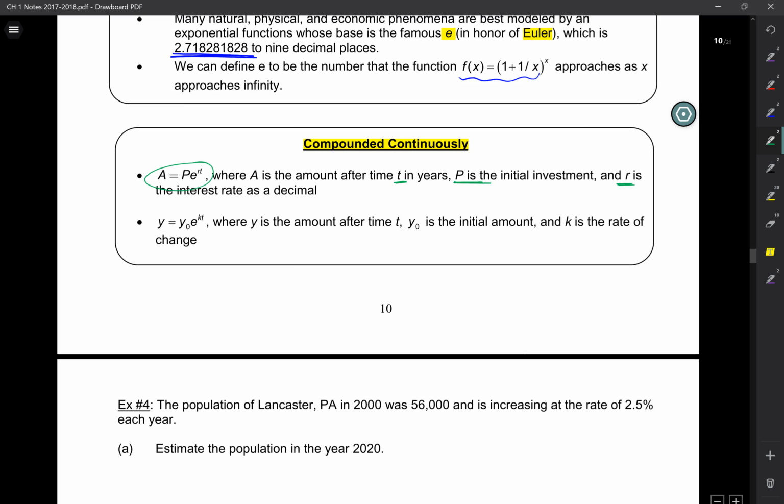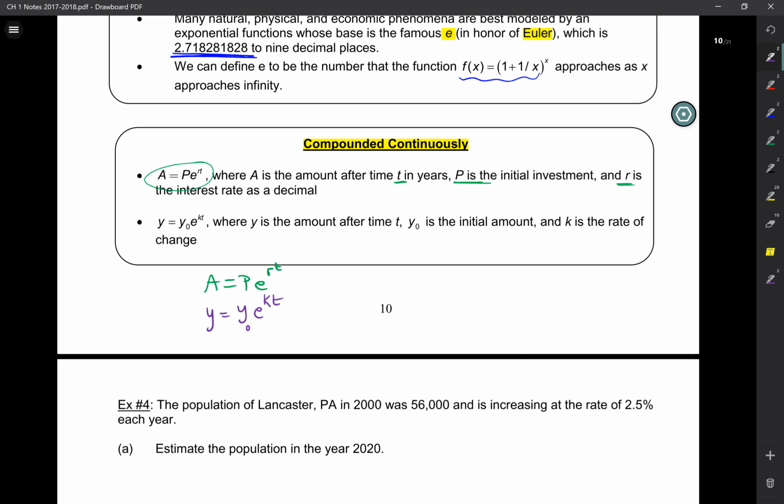Now, take that, A equals Pe to the rt. What if I just write the same formula with different letters? Instead of A, I write Y. Instead of P, I write this funny Y0. E is constant, it stays. R will switch for K. T, I'll just leave it. I'm done changing things. Have I changed the formula? No, I've just changed the symbols.